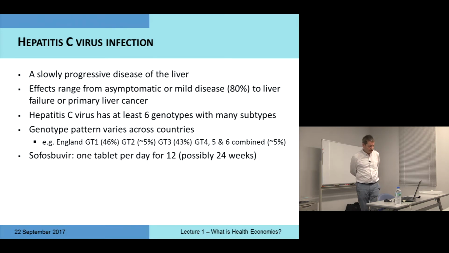There are lots of different genotypes, 6 at least, and many subgroups in between. And the genotype pattern varies across countries. So for example, in England, those people who are HCV positive are generally genotype 1 or 3. And the other groups are not very common. I'm not sure what it is in Japan, but I know it's different. Part of me wants to say you've got more genotype 2. Any experts? No. Okay. That's quite relevant because some treatments only work in certain genotypes, and other treatments, while they might work across genotypes, may not work equally well across all genotypes.